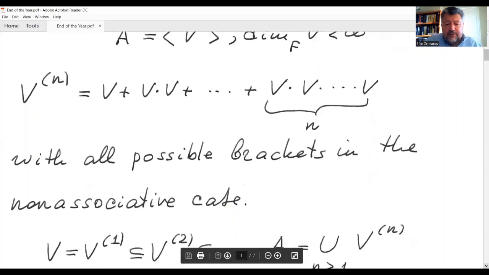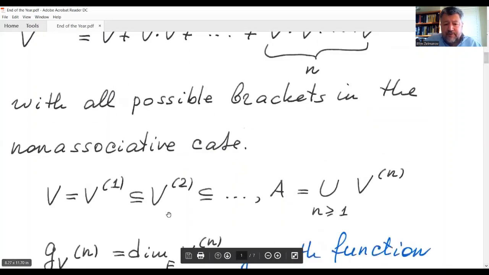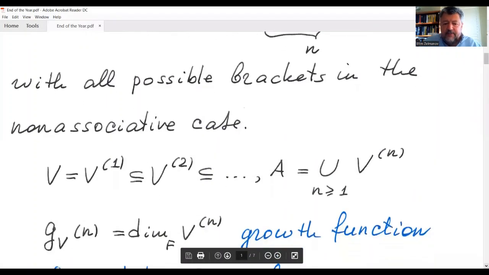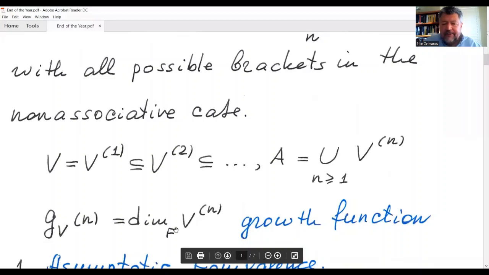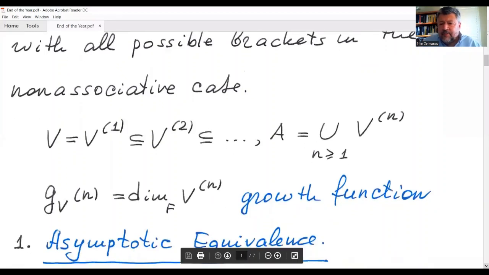And we have got an ascending chain of these finite dimensional spaces. The union of them is the whole algebra. Now, the dimension of V(n) is called the growth function of this algebra A with respect to the generating subspace V. Unfortunately, it depends on the choice of the generating subspace. And therefore, we have to introduce a certain equivalence.